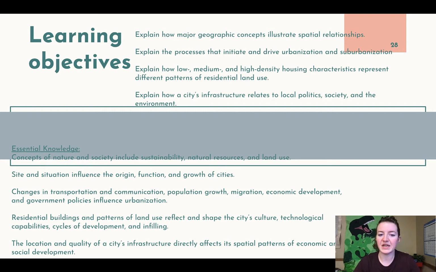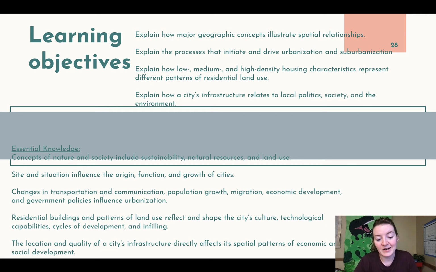So explain how major geographic concepts illustrate spatial relationships, the processes that initiate and drive urbanization and suburbanization, how low, medium, and high density housing characteristics represent different patterns of residential land use, explain how a city's infrastructure relates to the local politics, society, and environment. And then we are looking at concepts of nature and society, including sustainability, natural resources, and land use. Site and situation influence the origin, function, and growth of cities. Changes in transportation and communication, population growth, migration, economic development, and government policies influence urbanization.